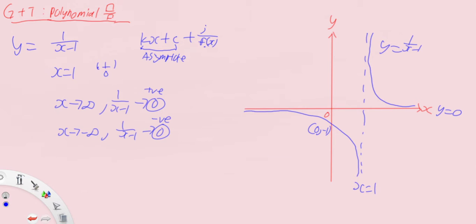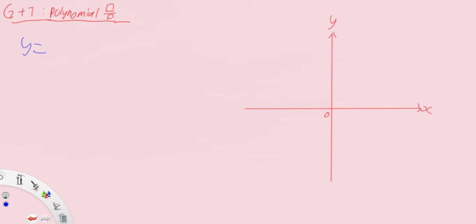The next example would require us to do something before we can sketch the graph, right? And the function would now be x plus 2 over x plus 1. Alright, so again, you must try to get it into the form kx plus c plus j over f(x). Now here's how you do it. One way is to do long division, something that you are probably very familiar with. Another method, which probably some of you would have known, is to group the terms based on the linear denominator. So I split it into x plus 1 plus 1.